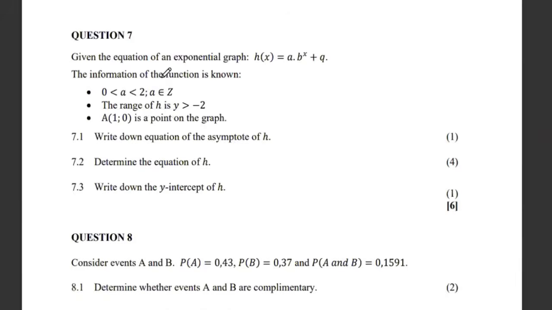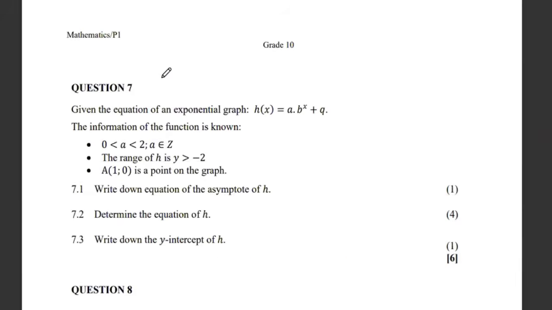Question number 7. Given the equation of this exponential, they are giving us some conditions. Okay, so a is between 0 and 2. Then the range of the graph is above negative 2. So negative 2 is an asymptote. And then (1, 0) is a point on the graph. Write down the equation of the asymptote. So y is going to be negative 2, meaning that this q represents negative 2 because the graph should never be cutting or touching that negative 2.